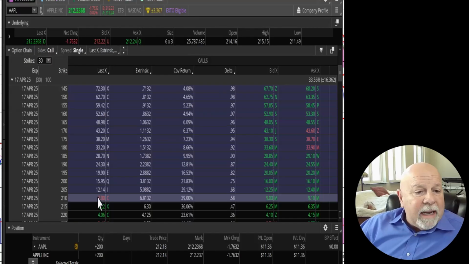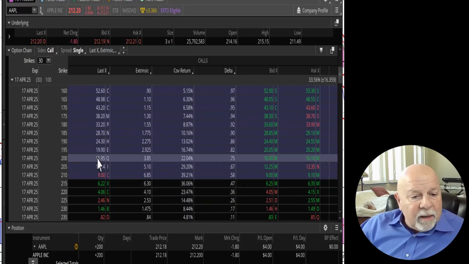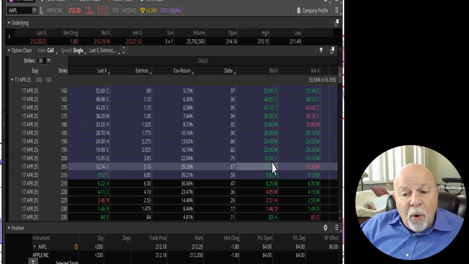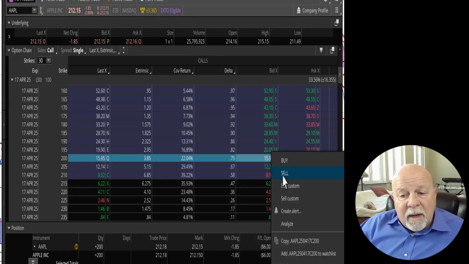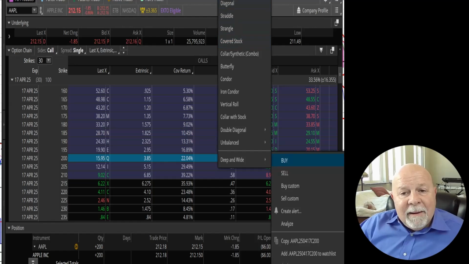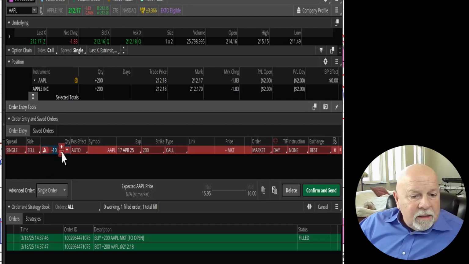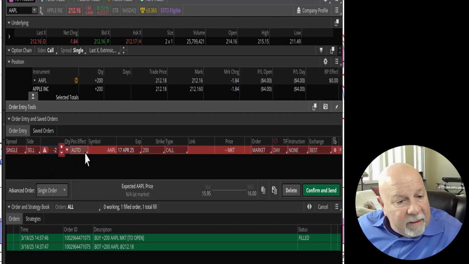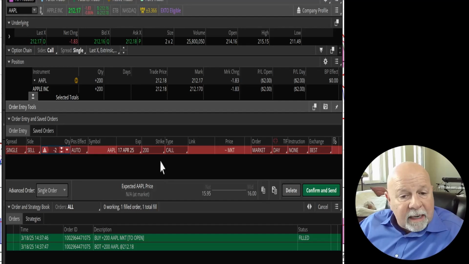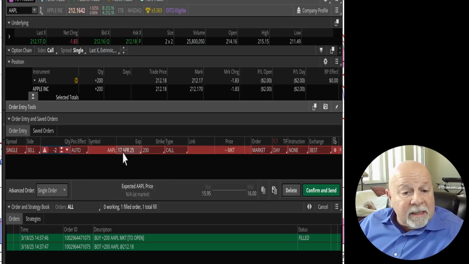Now we're going to go down and execute this against the 200 shares, and we're going to go short, which means we're going to click on the sell side. It's a single option, and we're going to sell 2 contracts. Okay, we're going to sell 2 contracts. I didn't build that very easily, but we'll do 2 contracts of the 200 strike price calls that go out a month to April 17th.